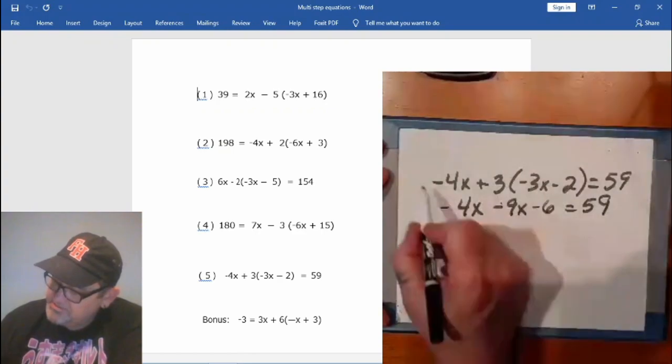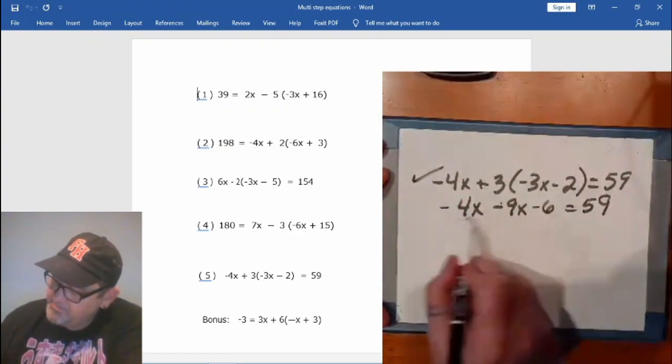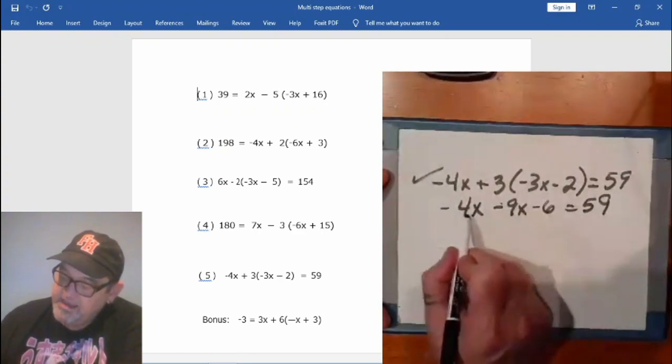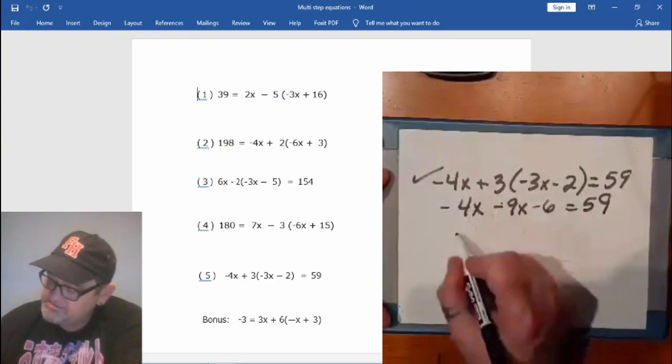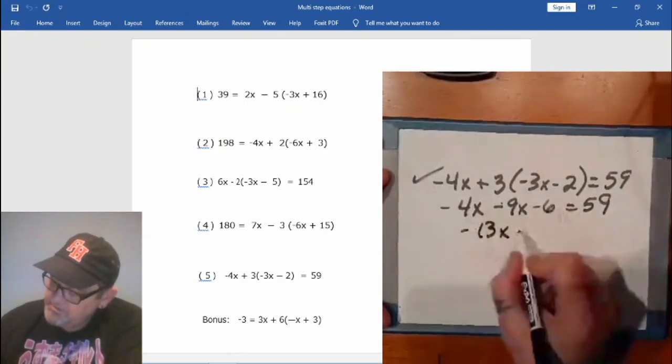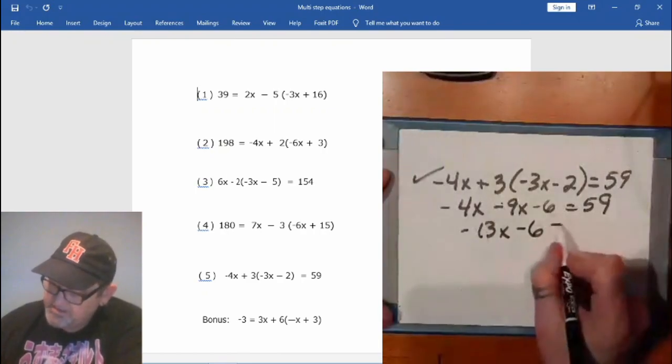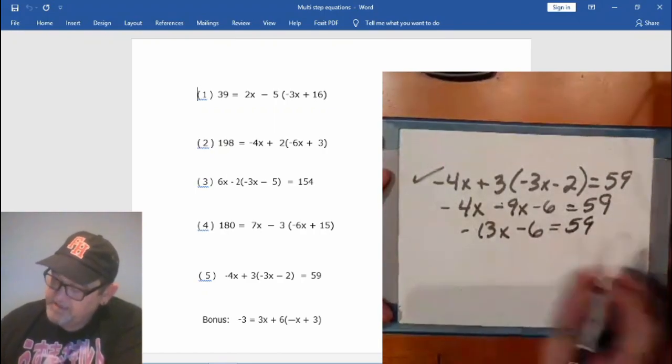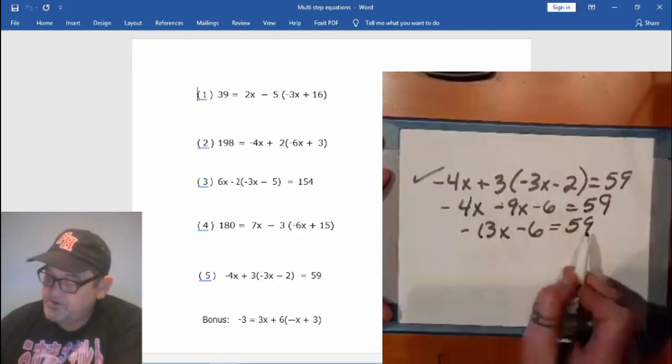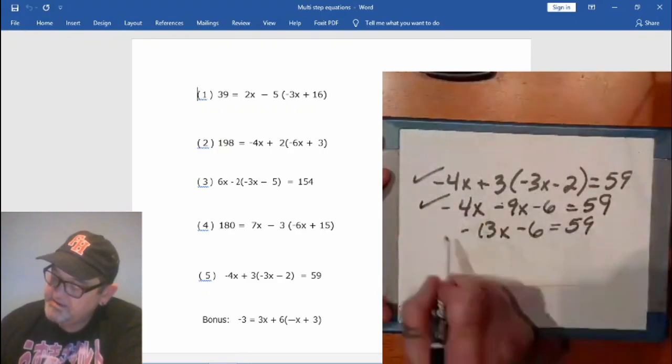That's housekeeping step 1. Step 2, housekeeping, combine like terms. Negative 4 minus 9 more is negative 13x. The 6 just stays negative 6. Bring it down. Equals 59. So here's my two-step equation. So I had 2 housekeeping steps. Now I've got my 2-step.